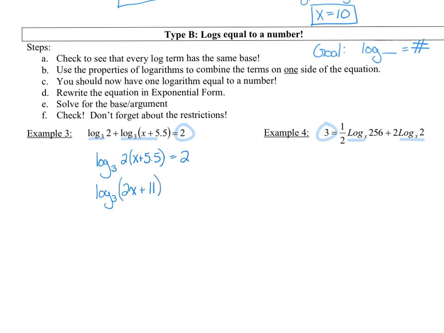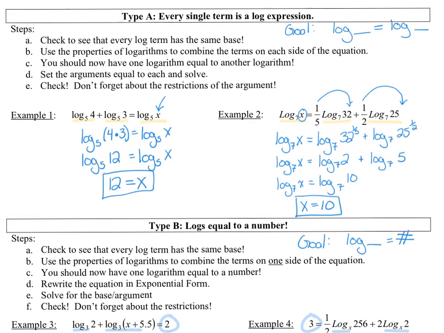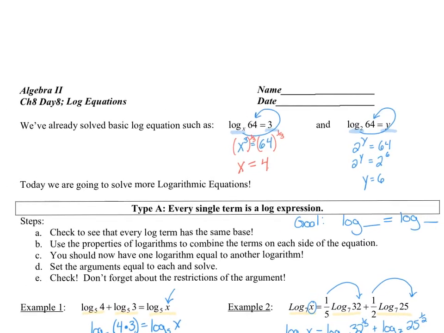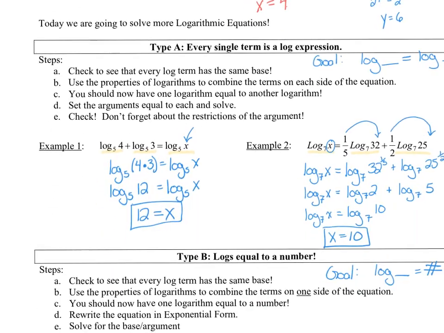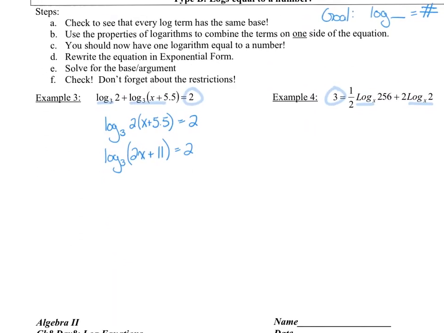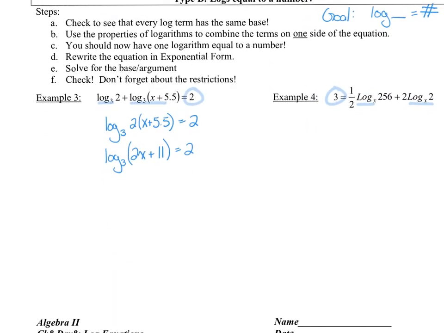So that argument is 2x plus 11 when you multiply those two together. So now we met our goal where we have one log on one side equals a number. So let's go back and refresh our memory using the 2 review problems that we did. Whenever we had a log equaling a number and we wanted to solve for either the base or the exponent or the argument, it doesn't matter, didn't we always change it to exponential form? So that's what we are going to do for this problem as well.